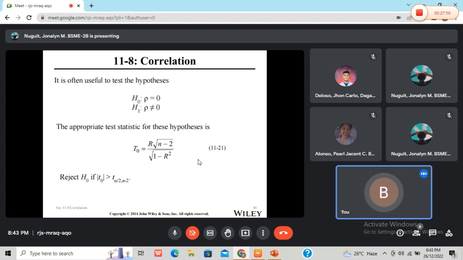And then, if the calculated value is in the tail, we reject the null hypothesis that there is no linear relationship between these two random variables. But if the calculated value is not in the tail, then we cannot reject the null hypothesis that there is no linear relationship between the two variables.